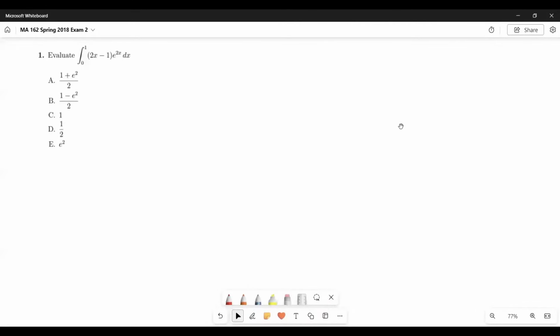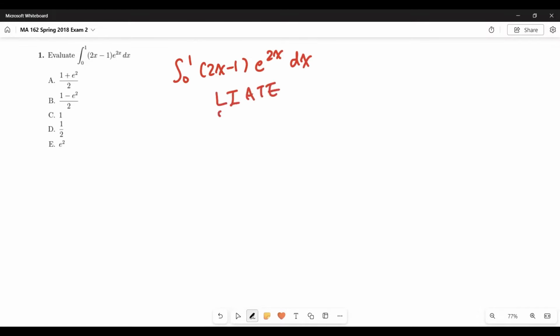Okay, so this question asks: evaluate the integral from 0 to 1 of (2x minus 1) e to the 2x dx. So let's write it: 0 to 1, (2x minus 1) e to the 2x dx. And since we see 2x minus 1 and e to the 2x, we are going to use integration by parts. So LIATE: logarithmic, inverse trig, algebraic, trig, and exponential.